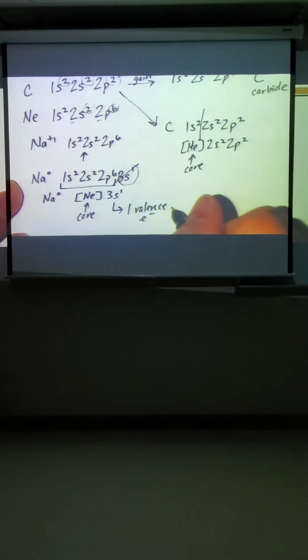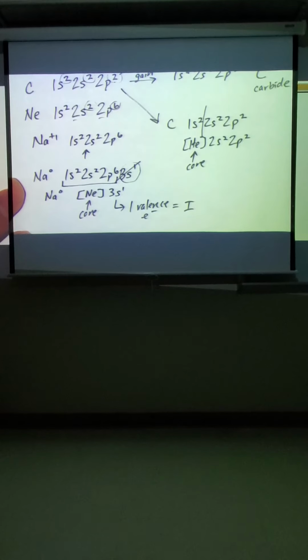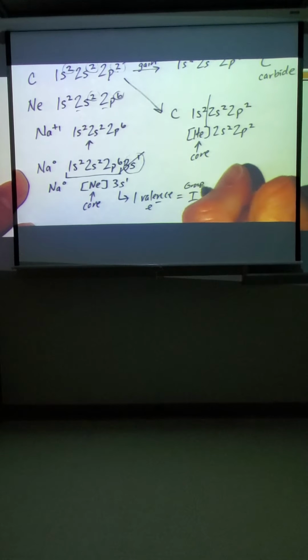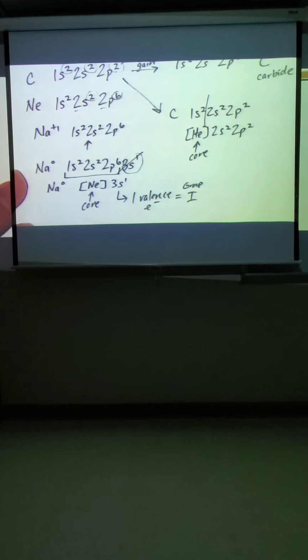But really they're just saying that's in family Roman numeral 1. That's in group 1. That's what it means to be an alkali metal.